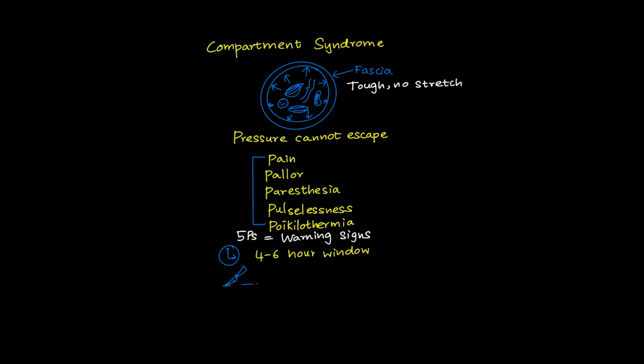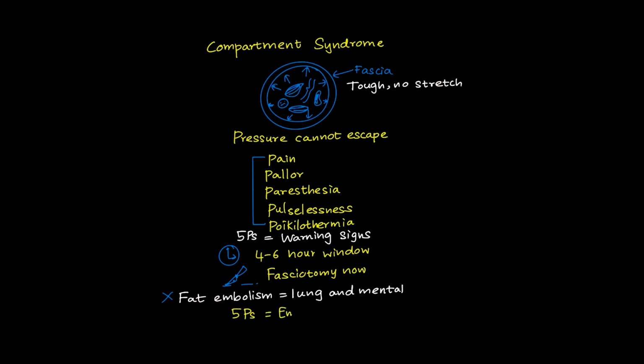Option B is wrong because normal post-casting swelling does not cause pallor or cool temperature. Option C is wrong because allergic reactions produce itching and rashes rather than vascular compromise. Option D is wrong because fat embolism usually presents with altered mental status, respiratory distress, and chest petechiae, not isolated limb findings. Here's an exam tip for you.